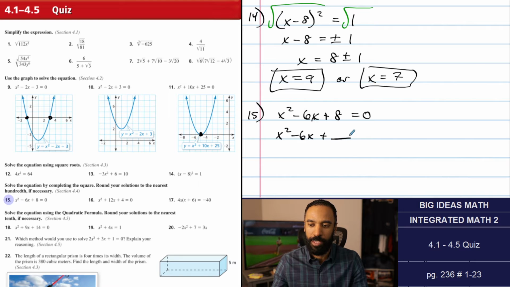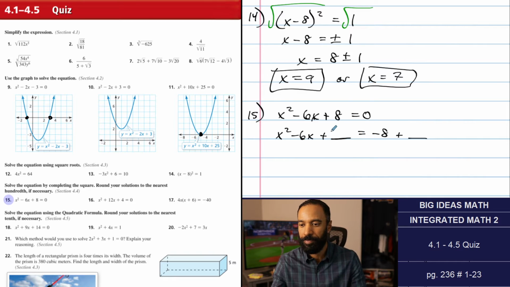We want to find a value that makes this a perfect square trinomial, because 8 was not it. And if 8's not it, then I want to subtract it to the other side and add the same thing here. Because, hey, I subtracted 8 to both sides. Now I've got to add a number to both sides. Keep the balance. What do we do?